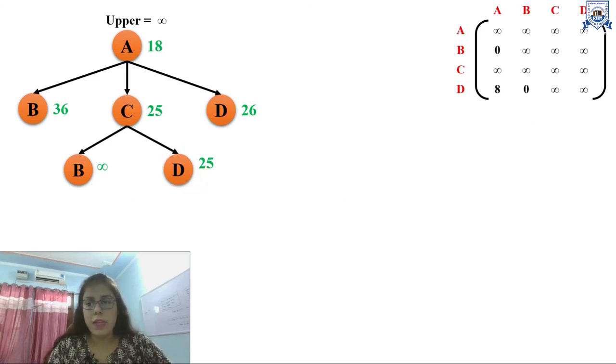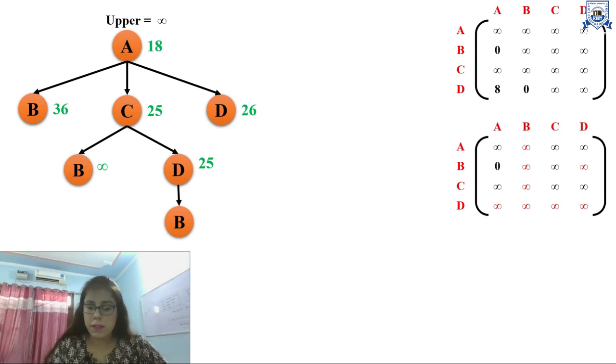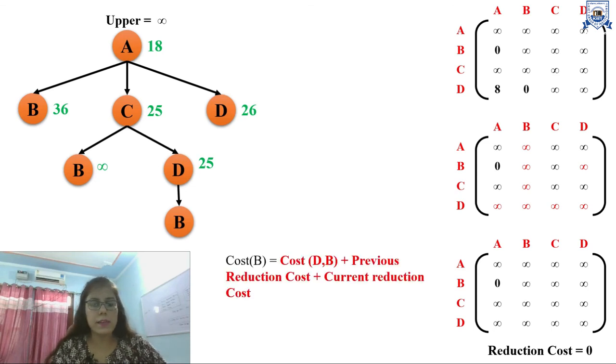Now we will take the matrix which was reduced for coming up to D. Now we'll make the entries for B because only B is the node left with us and this is the only path where we can go now. So we'll make the entries infinity correspondingly and then we'll see that no reduction is required. So the reduction cost is 0. Again we'll make the additions. So it will be 0 plus 25 plus 0, that is 25. So the cost is 25.